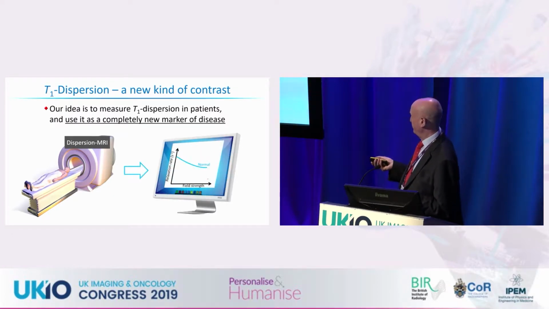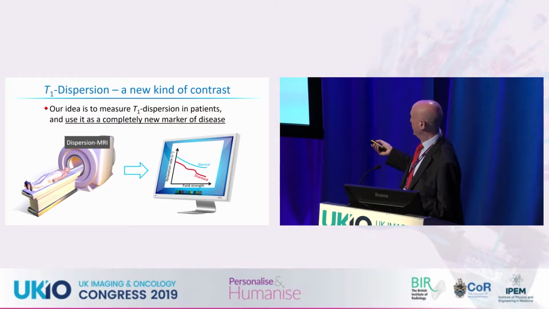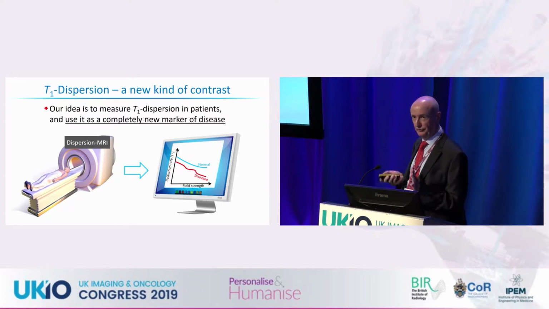And the idea is that you have the patient inside the scanner, and in a spatially resolved way, you measure a graph of T1, or in this case, 1 over T1, as a function of magnetic field strength. And in normal tissue, that might just be a curve like that, whereas in diseased tissue, the curve might be at a different height and a different shape with even some structure in it. So the idea is to use the shape and position of these T1 dispersion curves as a marker of disease.